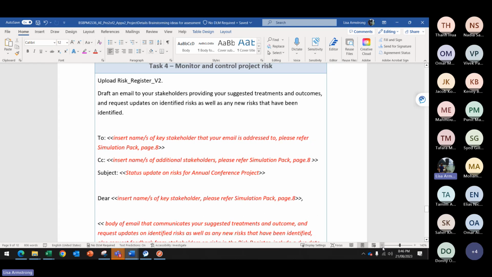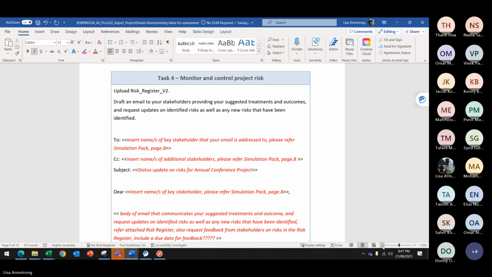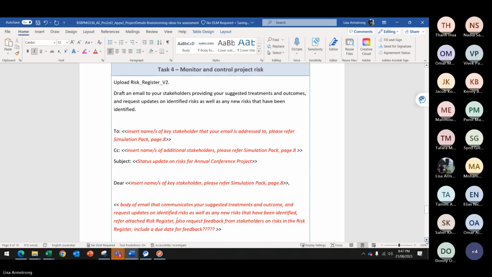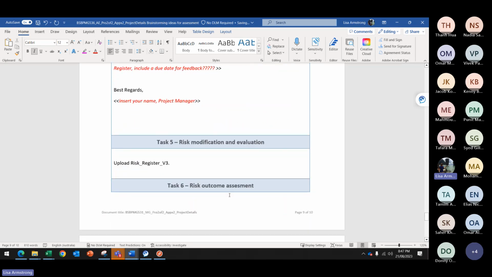It's just basically saying, yeah, request. You could even refer to the attached risk register. It's probably nicer to refer to the attachment. That's probably helpful. Also request feedback from stakeholders. We'd appreciate their feedback on the risks that have been identified. And maybe a due date, because that's always good for planning purposes, isn't it? Give them a week or something to respond, and that would give you task 4.